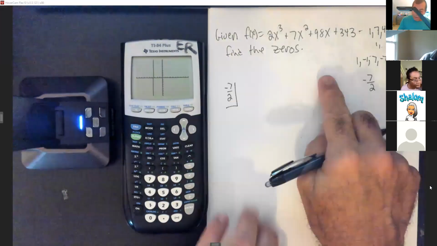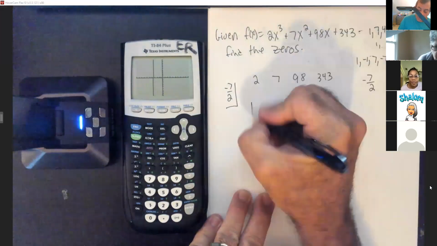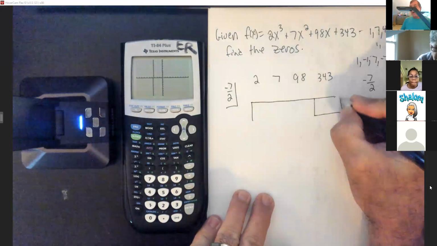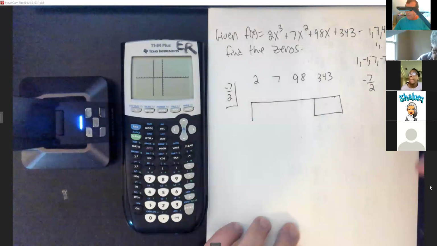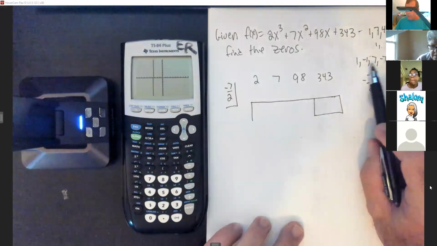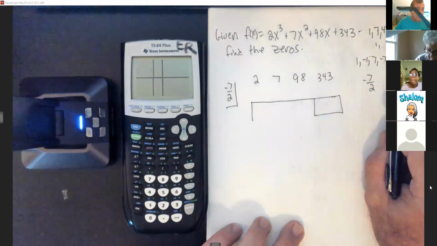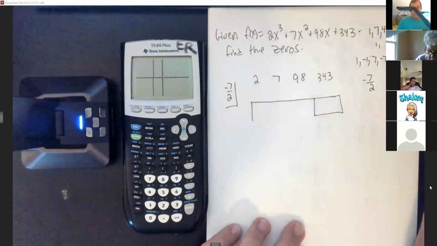Now my numbers will be 2, 7, 98, and 343. But y'all notice what happened. I used the calculator to help me, but I would have went through 1, 2, 3, 4, 5, 6, 7, 8 numbers first, and none of them would have been a zero. I'd have been doing a whole lot of synthetic division, trying to get a zero remainder, and none of those numbers would have worked. It had to be one of these fractions.